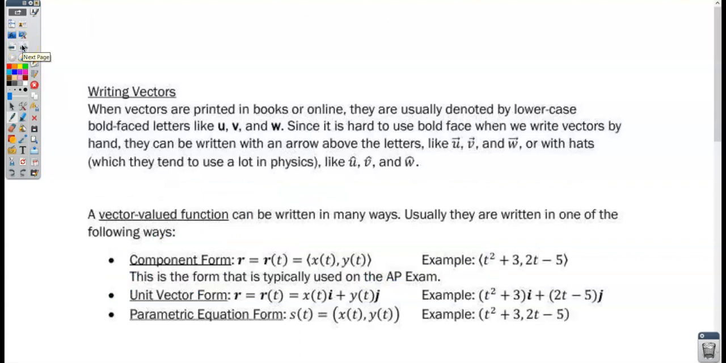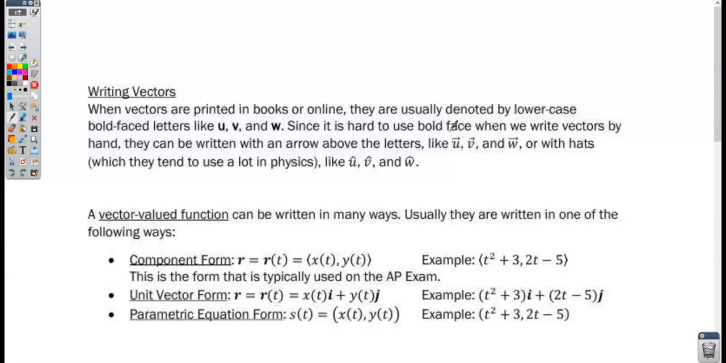If you see vectors in books or online, a lot of times you'll see them denoted by lowercase or bold-faced letters. It's hard for us to write boldface by hand, so you might see vectors with arrows. You also might see vectors with hats. They tend to use those a lot in your physics classes. But really any of these might be ways that we represent vectors. Sometimes when I'm typing them on my computer, I type them in boldface with an arrow. So there's a lot of different ways that we can represent and write vectors.